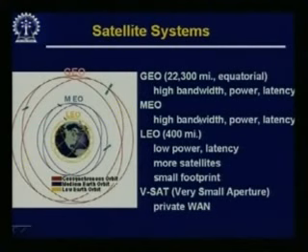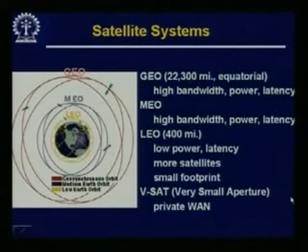MEO, once again, has high bandwidth, medium power, and medium latency, naturally. And LEO, which is at about, let us say, 400 miles, this is a ballpark figure, it varies, has low power and latency, but you require a larger number of satellites, as they have a small footprint. We will see why. And of course, we use a VSAT, which is a very small aperture terminal.